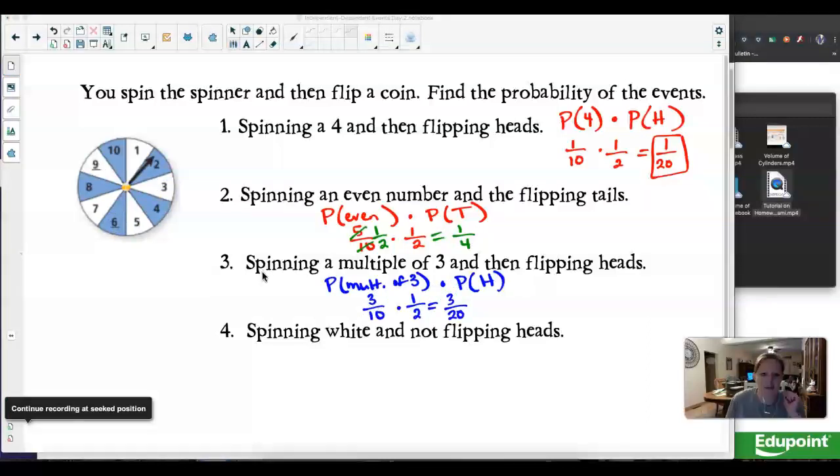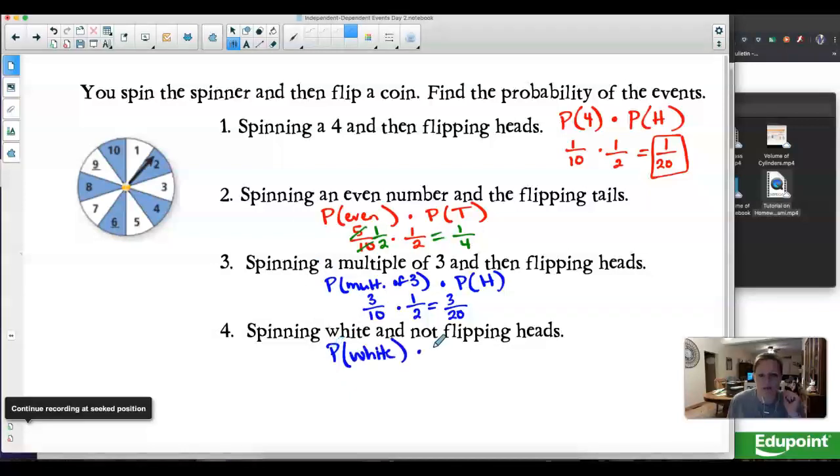Okay, and the last one that we have is spinning white and not flipping heads. So we would be looking at the probability of white times the probability of not heads. Well, not heads would really be tails. So the probability of white, there are 5 white spots, so that's 5 out of 10. The probability of tails is 1 out of 2. Don't forget to simplify first. 5 out of 10 simplifies to 1 over 2, and then multiply is 1/4.